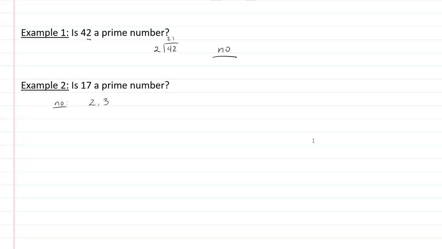3 doesn't divide into 17. 4 doesn't divide into 17. 5, 6, 7, and so on. So if we looked at all of the numbers less than 17, we could see that none of them divide into it. Therefore, 17 has to be prime. So yes, 17 is prime.